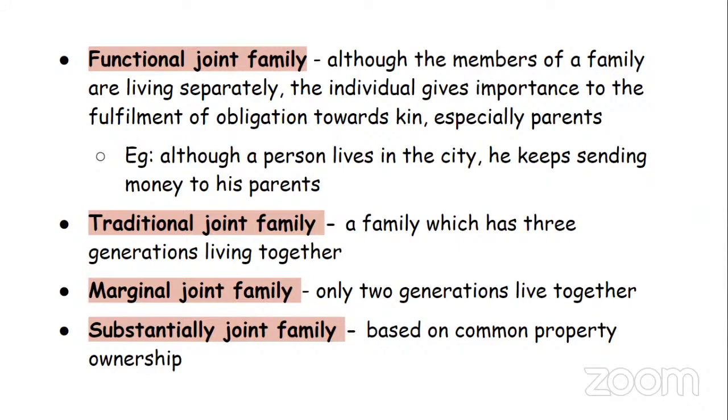The next is traditional joint family. So according to him, a traditional family is a family which has 3 generations living together in the same house. That is traditional joint family. Then another type is marginal joint family. In such kind of families, there will be only 2 generations living together. That is marginal joint family. So in traditional joint family, there will be 3 generations living together, but in marginal joint family, only 2 generations live together. Then there is substantially joint family. The substantially joint family is based on common property ownership. That is substantially joint family. So these are some other types of family discussed by I.P. Desai. Okay.